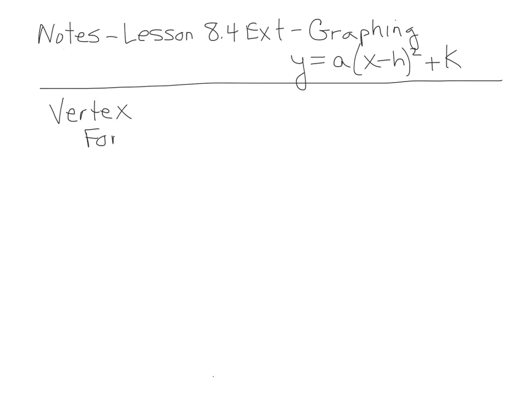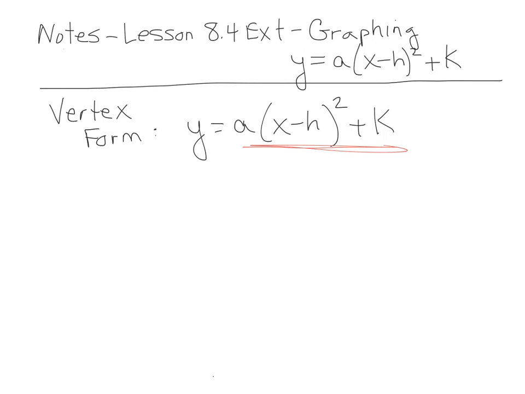Vertex form. All right, so let's write it again here. Y equals A times the quantity x minus h, then that quantity gets squared, plus k. This is called vertex form. And for tonight, they're going to be given to you in vertex form, so you don't have to worry about how we get it into vertex form. They're already going to be in vertex form.